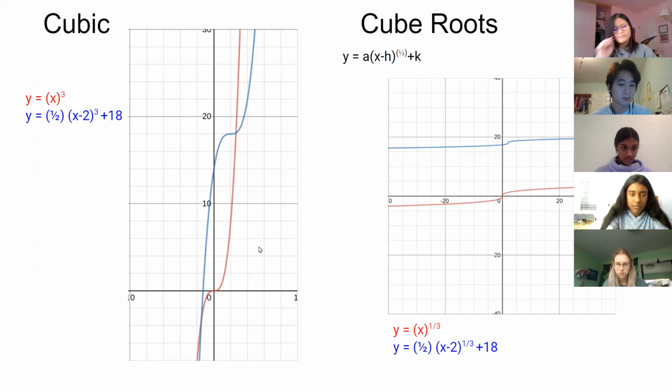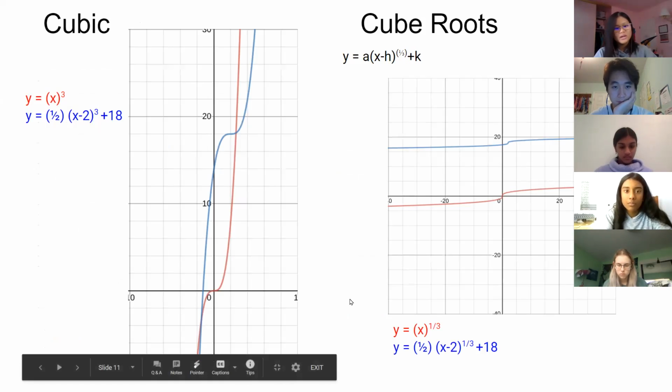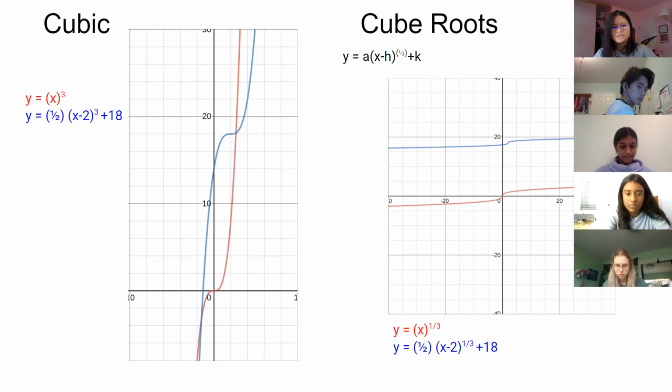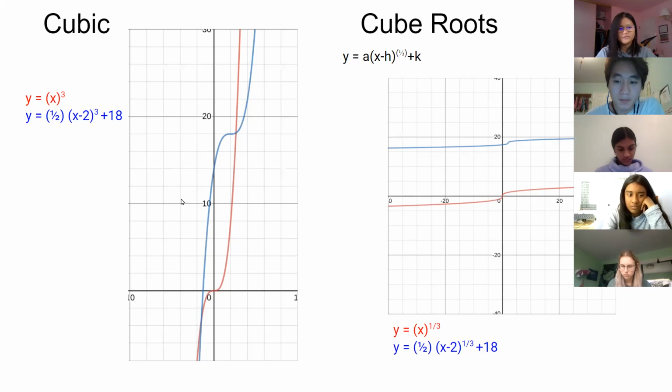And we have 2 other equations, cube roots and cubic. Our parent function is y equals x to the 3rd power, and you'll notice it's the red line. And then you'll notice how it's transformed with y equals 1/2 (x minus 2) to the 3rd power plus 18, the blue line. And with cube roots, it's the same thing. There is a change in how the graph looks when you apply different variables to your equation.